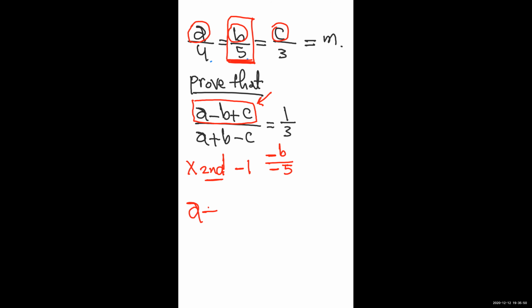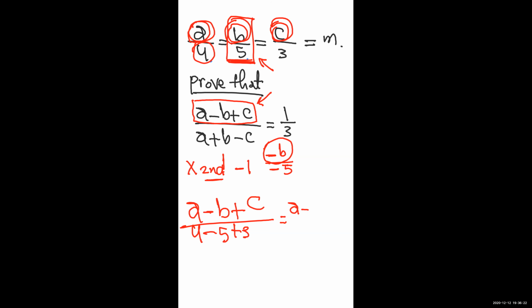A plus A, the first antecedent, then the second antecedent, now a negative B. So A minus B, then plus the last antecedent, which is C, over 4. Don't forget, we multiplied this term by -1, so numerator and denominator. Now this is -5, so 4 minus 5 plus 3. It equals A minus B plus C over 4 minus 5, which is -1, plus 3, so it equals 2.